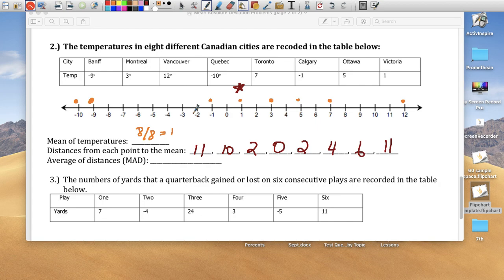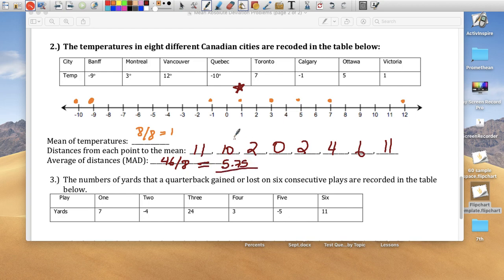So we have to add all that: 11 plus 10 plus 2 plus 0 plus 2 plus 4 plus 6 plus 11 gives you a total of 46. When I divide 46 by 1, 2, 3, 4, 5, 6, 7, 8, the MAD for this one would be 5.75.